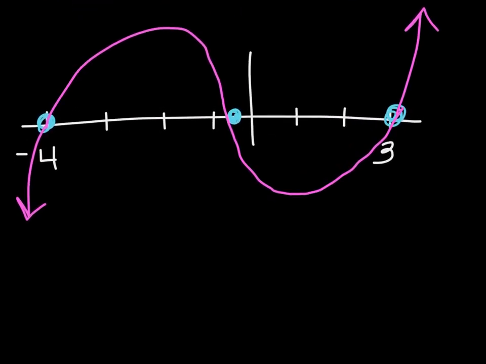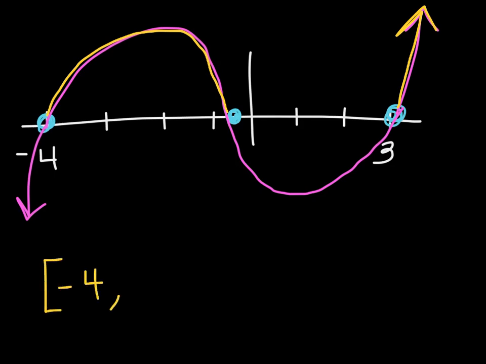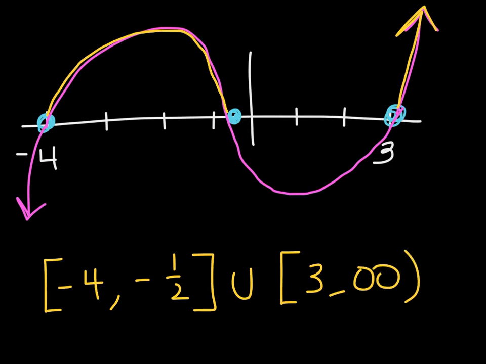All right? So it'll be above the x-axis from negative 4 to negative 1/2, and then again from 3 to positive infinity. Now we should be putting brackets on our x-intercepts because the inequality symbol is strict. So there's our final answer.